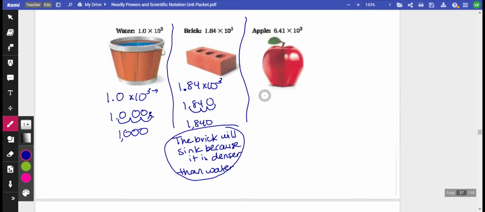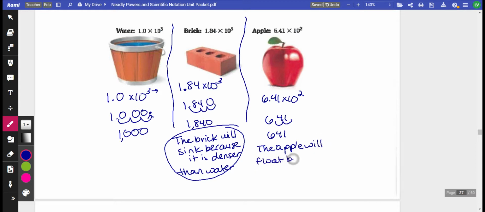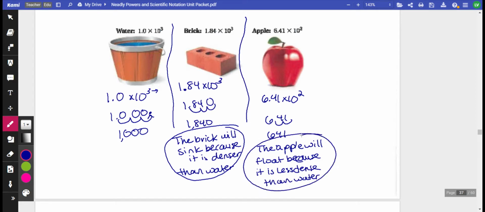All right, then for the apple, you have 6 and 41 hundredths times 10 to the second. So just like before, I'm going to move my decimal to the right twice. 641. Well, if I compare that to water, I can see that this is less dense, so it will float. The apple will float because it is less dense than water. All right.